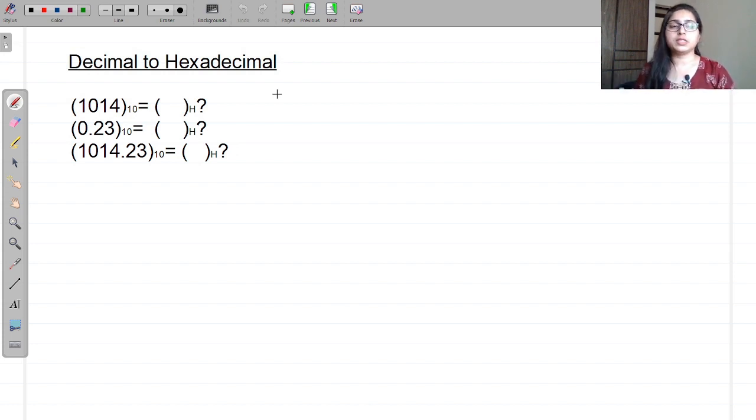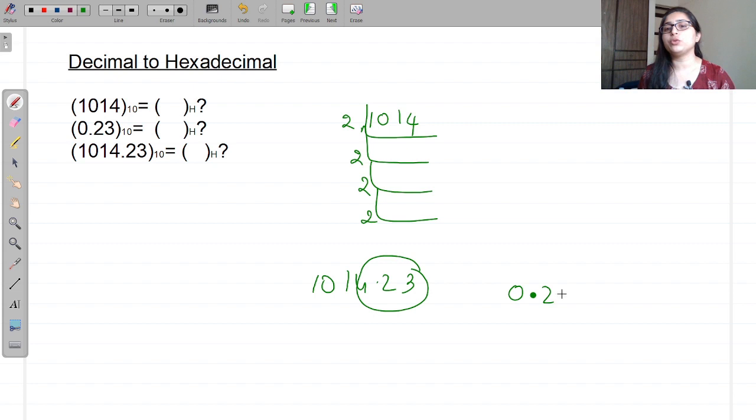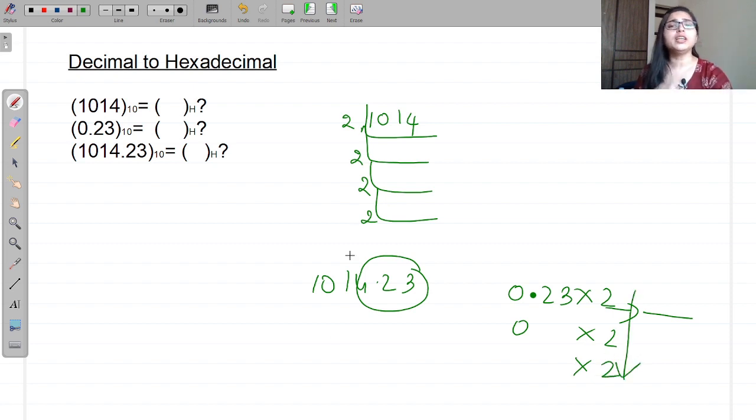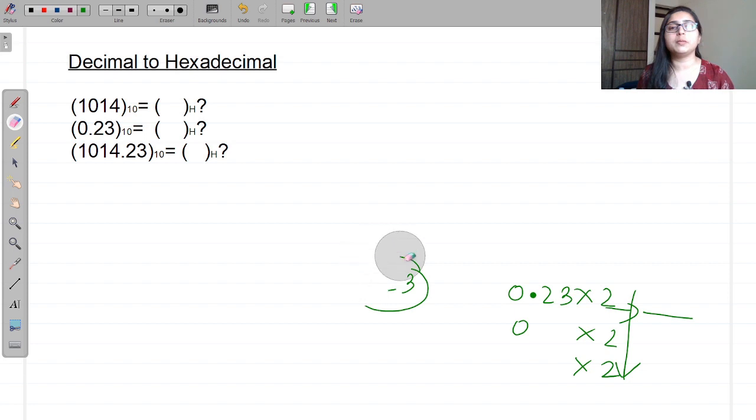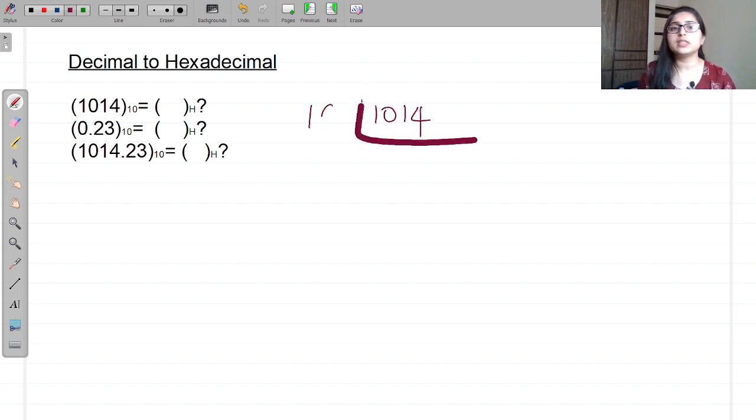How are you going to convert this? We have already seen decimal to binary conversion. If you had something like 1014 and wanted to convert it to binary, you were continuously dividing by 2, right? And if you had the fractional part, like 0.23, you were continuously multiplying by 2. So here it was multiplication, here it was division, continuously by 2. Now what happens, you have to continuously divide by 16 because this is base 16. So now 1014 divided by 16.